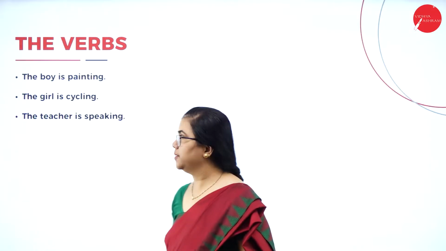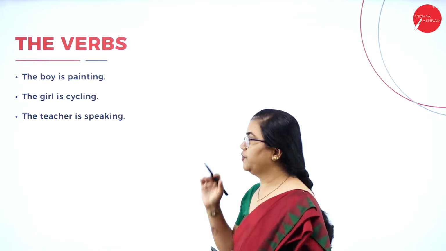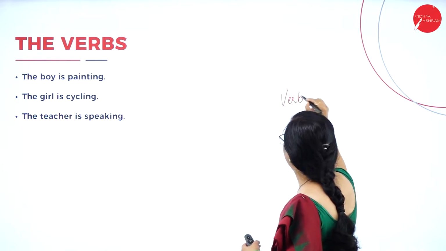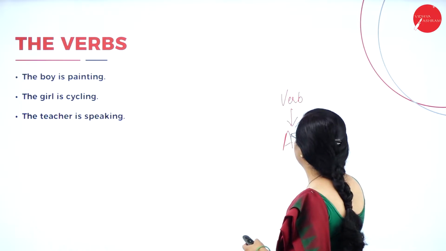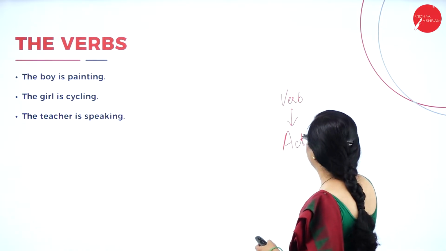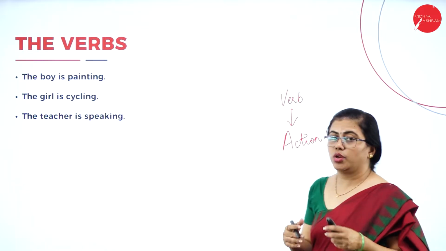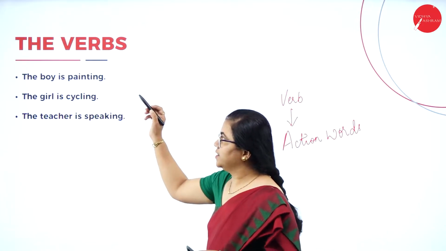So to begin with, I want you to identify the verbs over here. As I said before in one of the previous sessions, verbs are nothing but action words. Verbs are action words that tell us about what work is going on in the sentence. So that is called a verb.